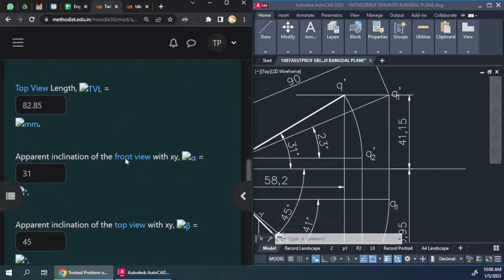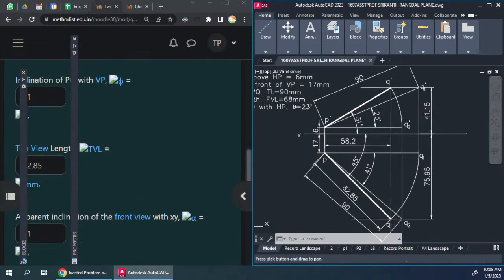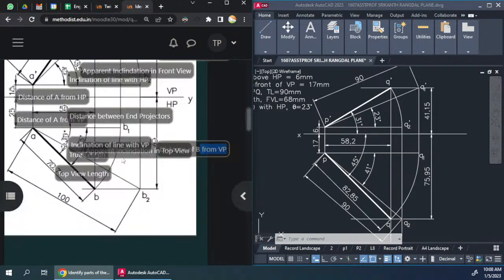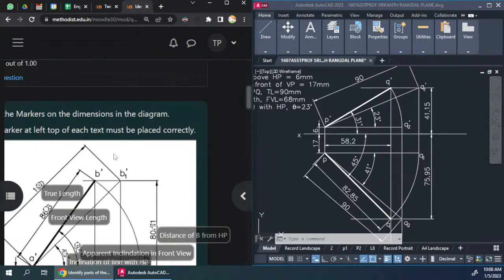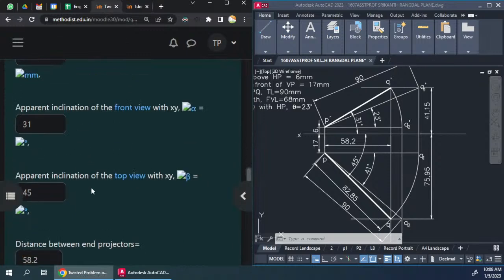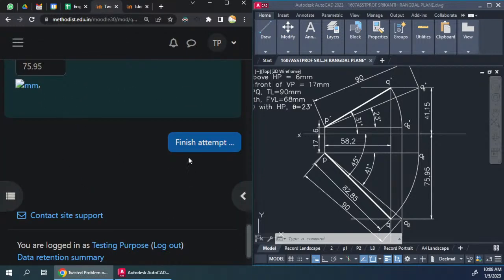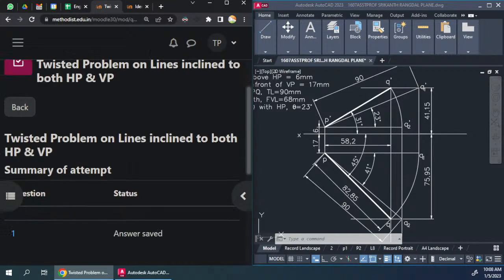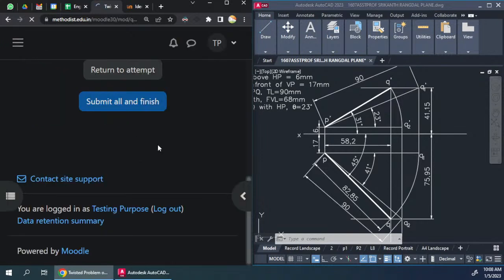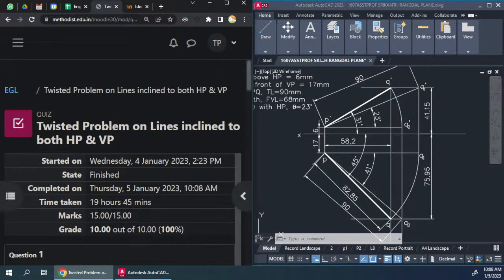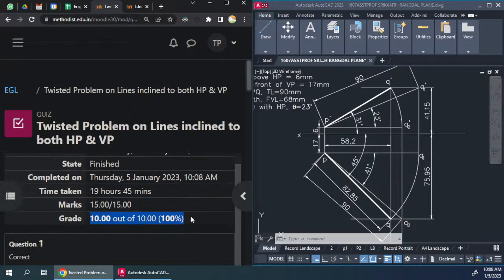So like this, you need to complete the diagram, and then from the diagram you need to take all the measurements using this diagram and this diagram as the key. You need to find whatever lengths are being asked in these answers, and then once you've fed it, you just click on finish, submit, and finish. It will verify the answers, and if the answers are within 1% of error, you will get full marks. So you can see here I got all of the marks.